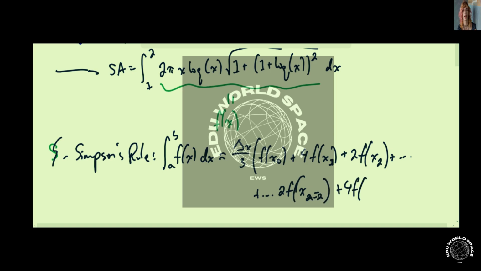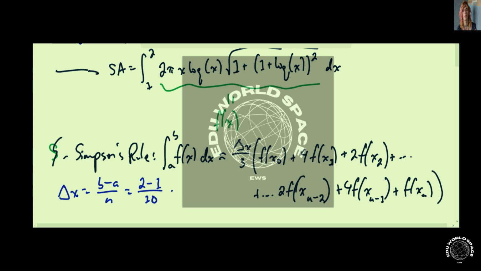Plus 4f of x_(n-1) plus f of x_n. Let me make that n minus 2 subscript a little bit cleaner. Where we have to find our delta x, of course, that's just b minus a divided by n, in which case we have 2 minus 1 over 10, which is 0.1. We're given these bounds earlier. This is going to make our calculations a lot easier.